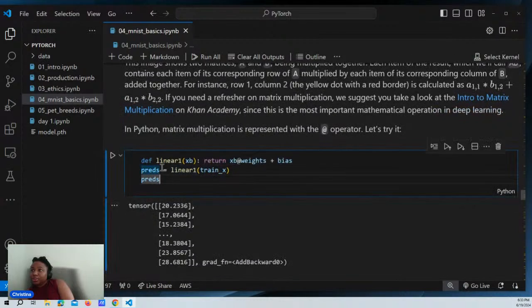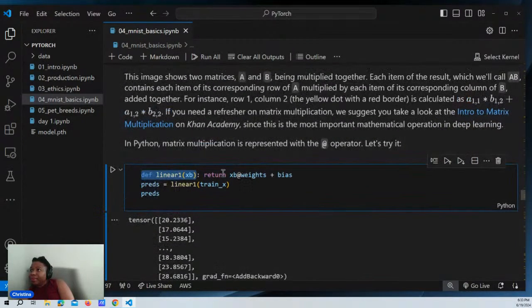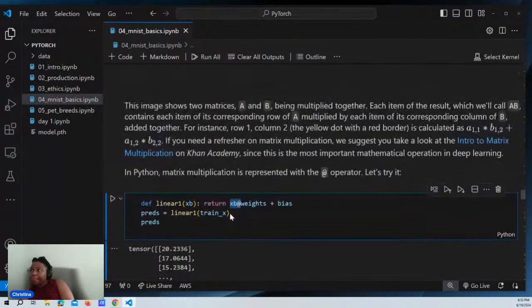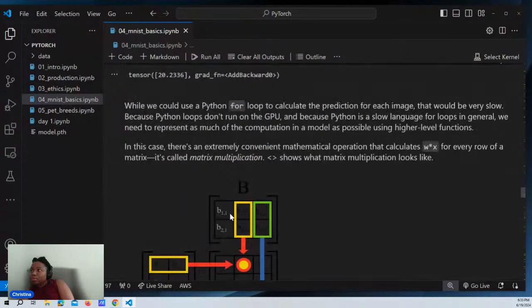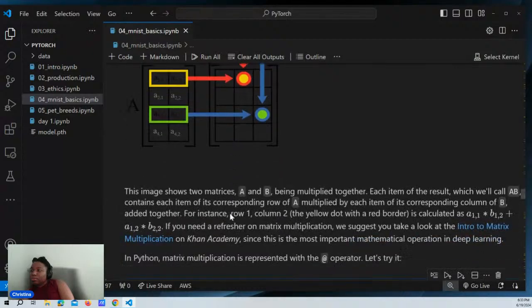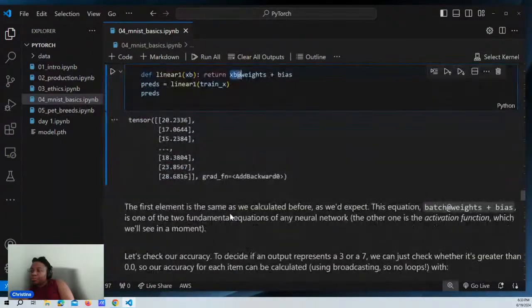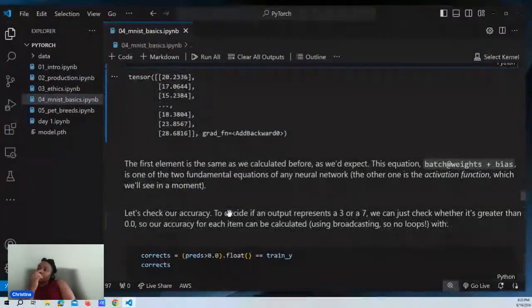So here they create a function, right? And they have the @ operator, which is a matrix multiplier. So we're going to multiply xb times weights plus bias, after you calculate these two, and then you'll train it. The first image.